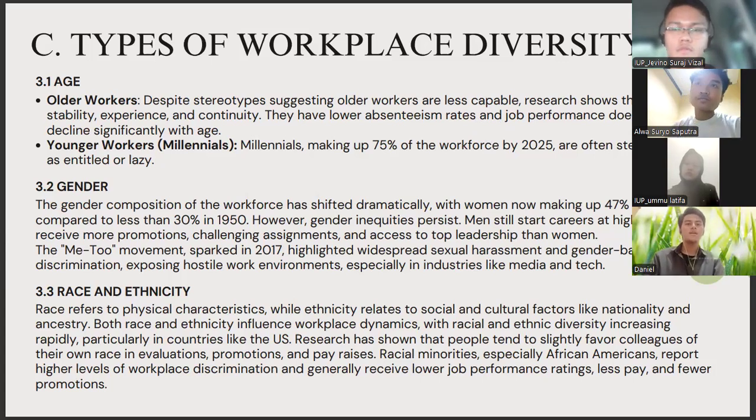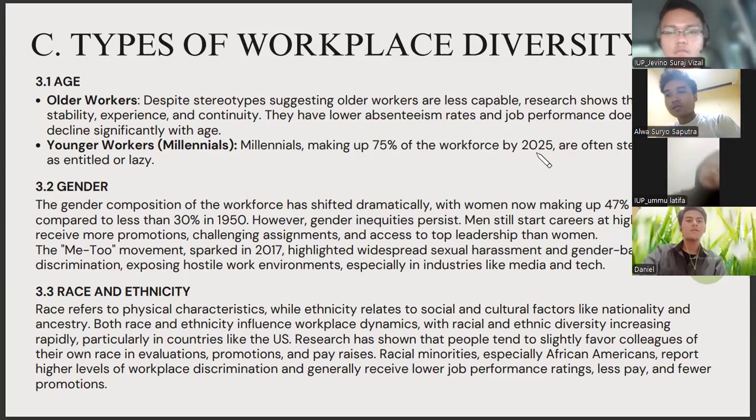The second type is gender. The gender composition of the workforce has shifted dramatically, with women now making up 47% of workers compared to less than 30% in 1950. Women have increasingly entered professional roles such as doctors, lawyers, executives, and more. However, gender inequities persist. Men still start careers at higher levels, receive more promotions, challenging assignments, and access to top leadership than women.